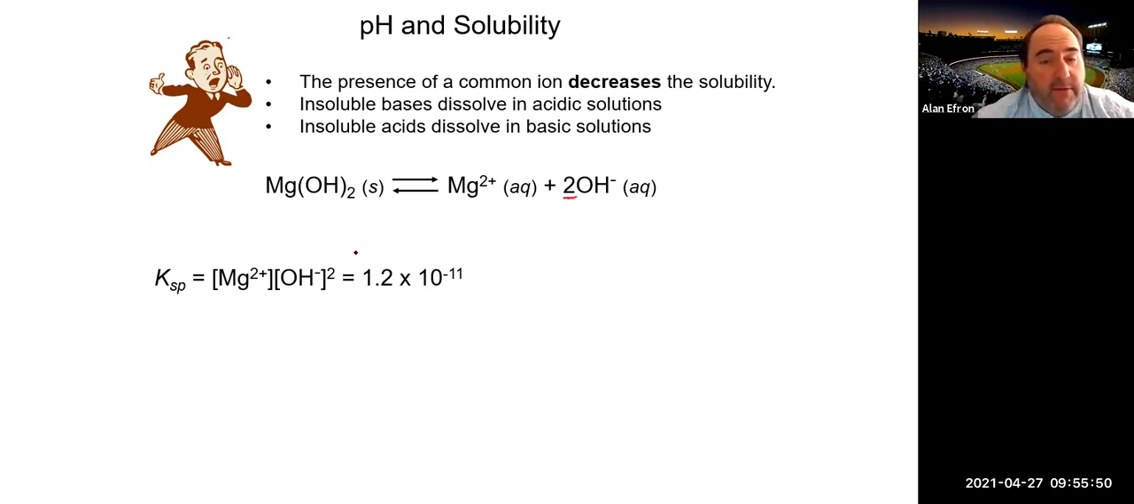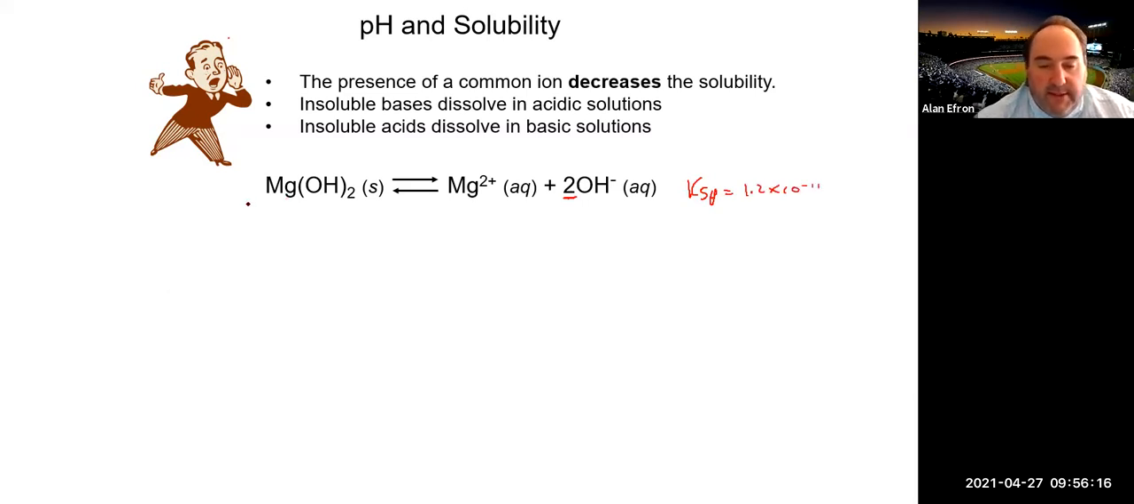So if we run through our normal KSP type table like we've done previously in this chapter, we would start with zeros here. Actually, what I'm going to do is just rewrite that KSP over here so it gets out of the way a little bit. KSP is 1.2 times 10 to the minus 11.